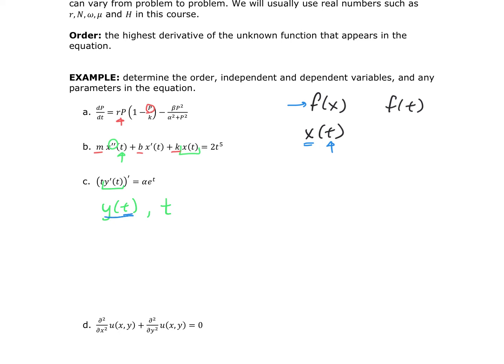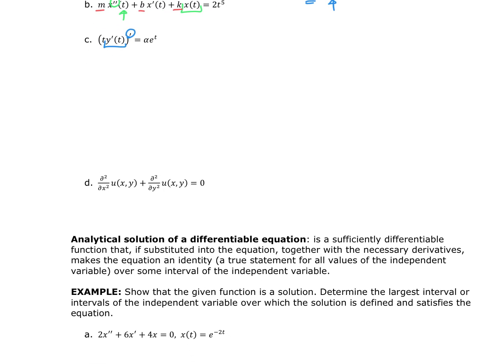Now, the reason I know it's an order 2 is because I'm basically asking you to take the derivative of a derivative, right? So this notation is the derivative, and then they're asking you to take the derivative of a derivative. So this is a second order ordinary differential equation.